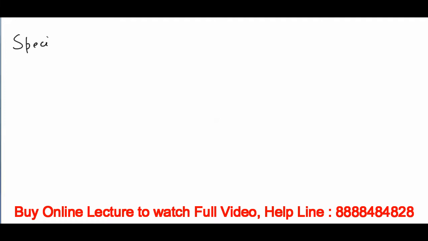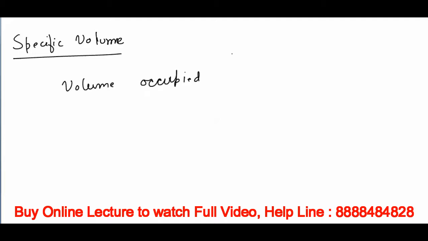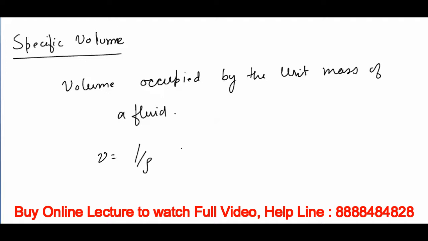Another property is specific volume. It is defined as the volume occupied by the unit mass of fluid. So it is nothing but 1 by rho, unit is meter cube per kg. Anything which has the term specific attached to it suggests that the quantity is divided by the mass.